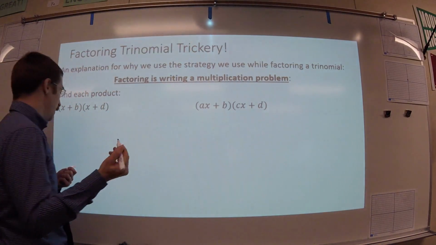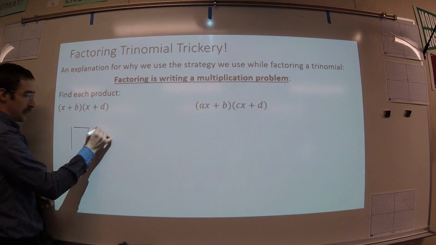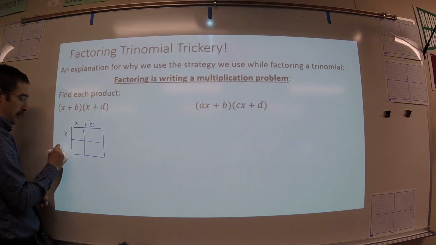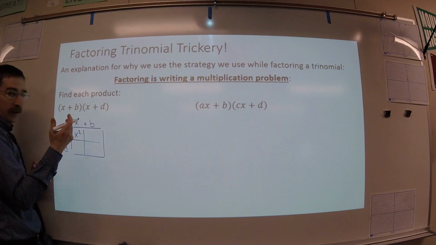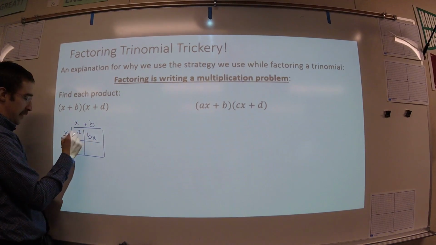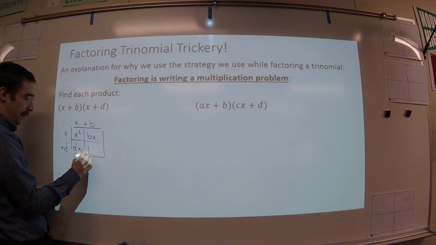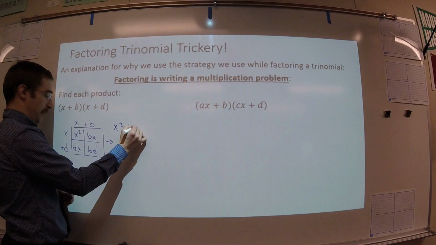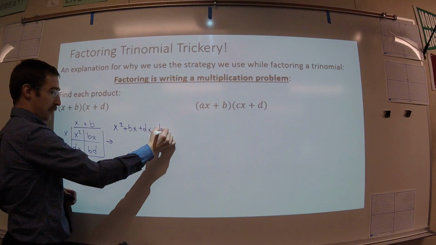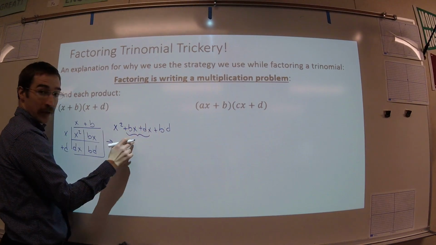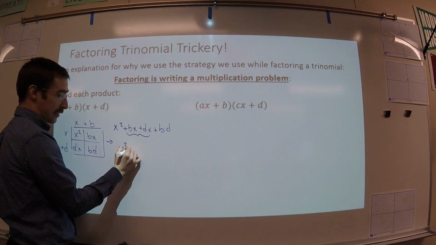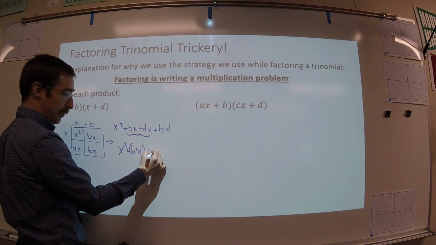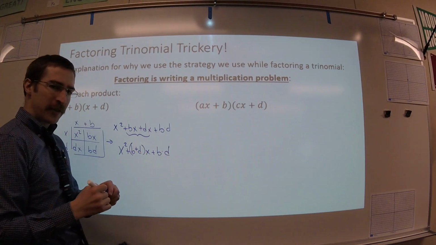So if I'm going to multiply this, what I would do is, using that area diagram, say, hey, it's x plus b times x plus d. I get an x squared. Hooray! I get bx. I get dx. And I get b times d. So this is x squared plus bx plus dx plus b times d. I would combine these two together to get x squared plus b plus d x plus b times d. Now it's okay if you're not writing this down.